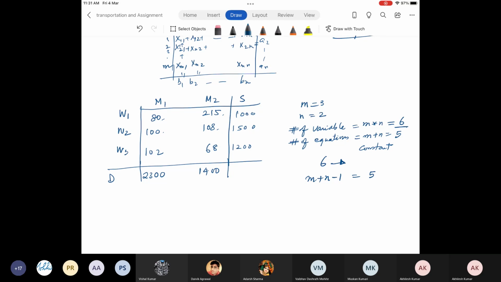Yes, sir. But m plus n minus 1 is 4, right? Sorry, no, it is m plus n minus 1. So although there are 5 equations, I can only assign 4 as basic variables. The fifth one will be 0. Can you tell me why?